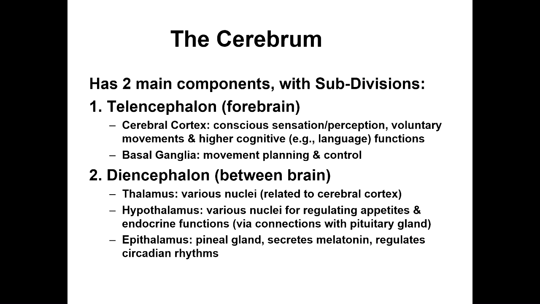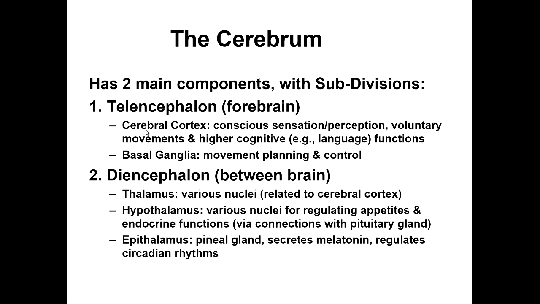Now, your cerebrum, which is by far and away the largest part of the human brain, itself consists of 2 major subdivisions. One is called the telencephalon, which means forebrain, and the other is called the diencephalon, which means between brain. And the largest part of the telencephalon is this thing here. It's called the cerebral cortex.